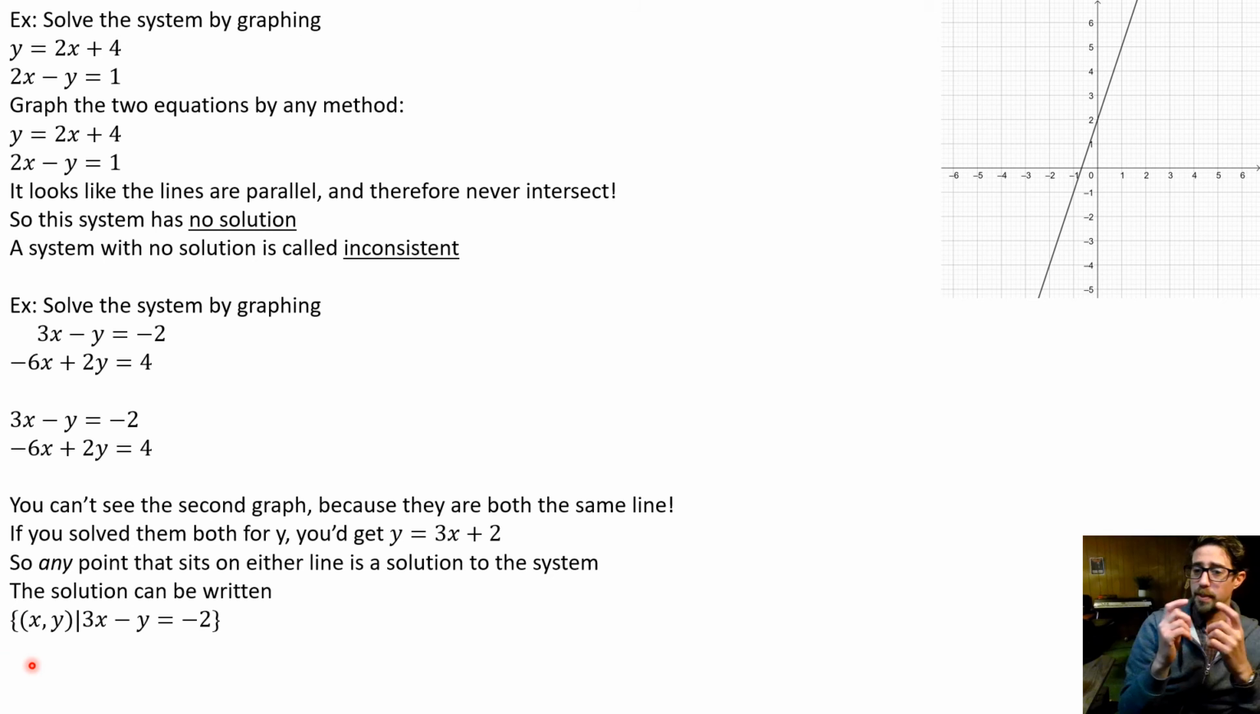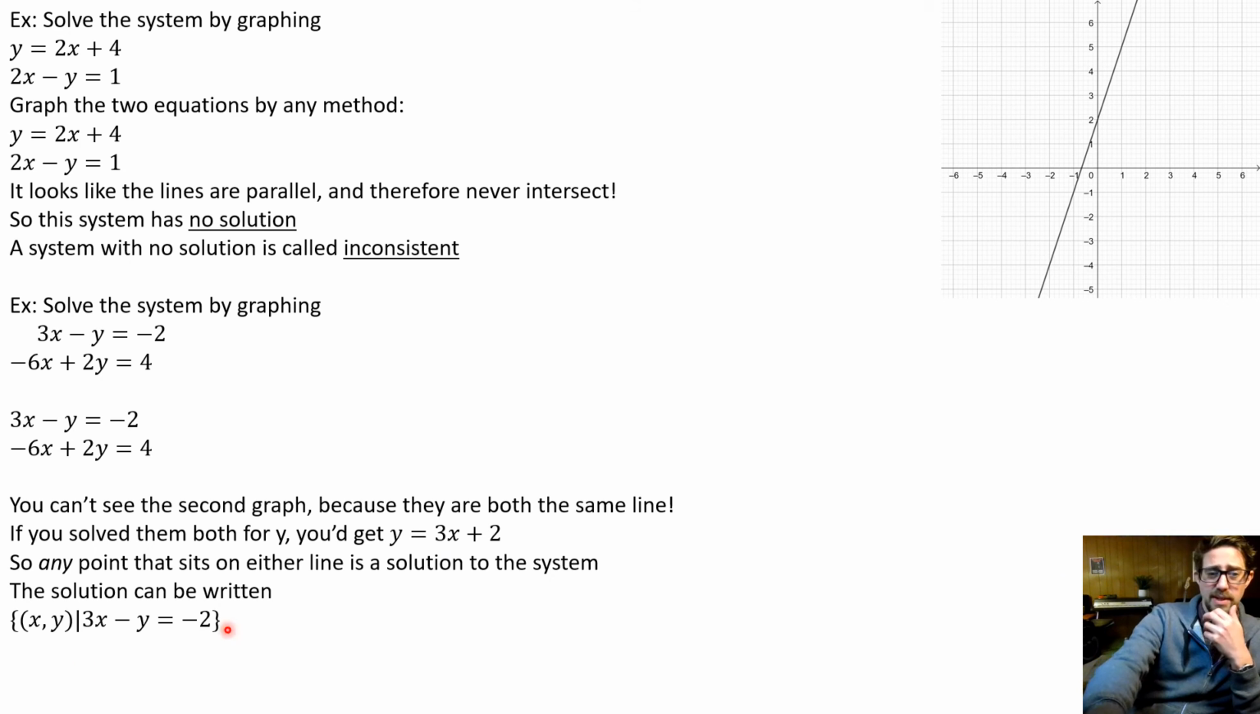This means any ordered pair xy. The little vertical line means such that, okay? So this says any xy such that 3x minus y equals -2. So I just used the first equation. What this says is: any point that sits on this first line. You could also say any point that sits on the second line because you know they're the exact same line. You could also say any point that sits on this cleaned-up line. So you could say any xy such that y equals 3x plus 2.